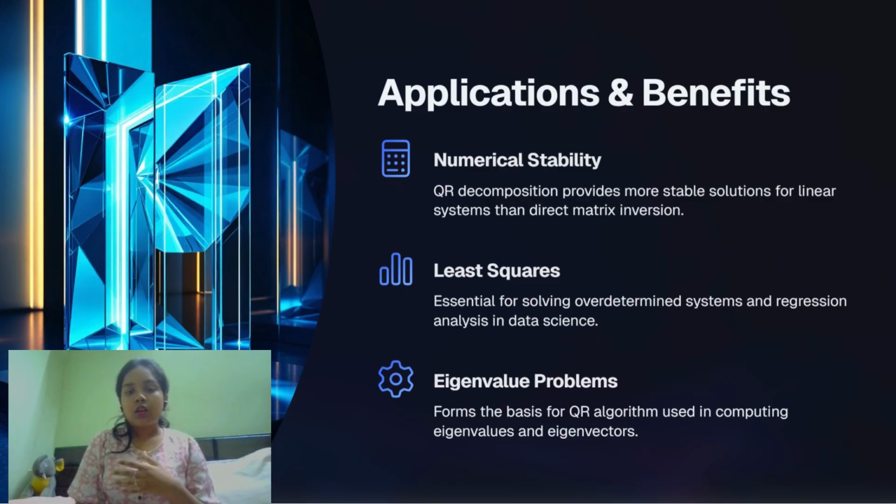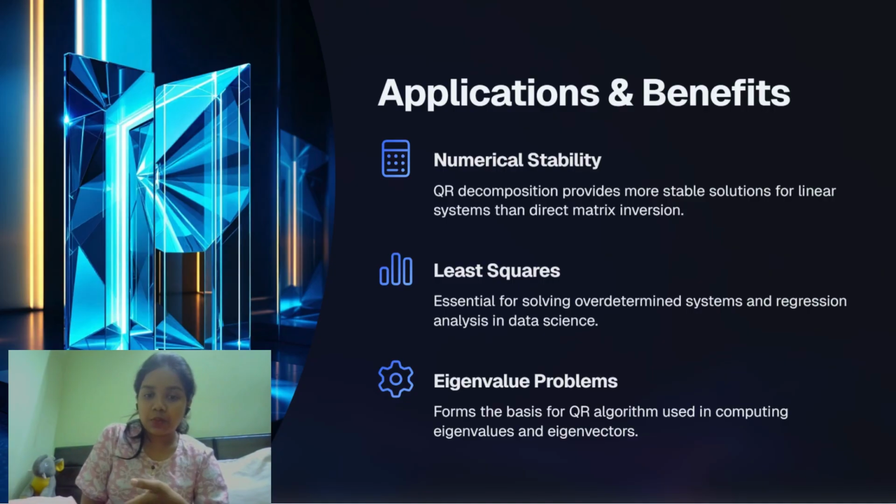Okay. So this is the last slide, applications and benefits. Finally, let's look into where the algorithm is useful. First, numerical stability. QR decomposition provides more stable ways to solve linear systems compared to direct inversion. Second, it's key to solving least squares problems, which are common in data science and regression analysis. And third, it plays a crucial role in eigenvalue problems, forming the foundation for algorithms used to compute eigenvalues and eigenvectors. Overall, QR decomposition is both mathematically elegant and practically powerful.